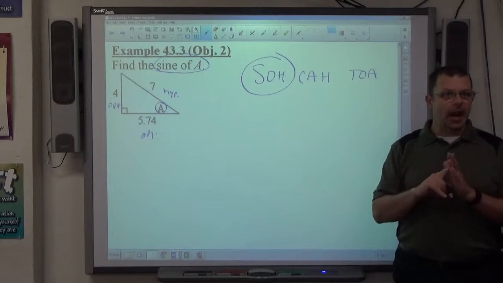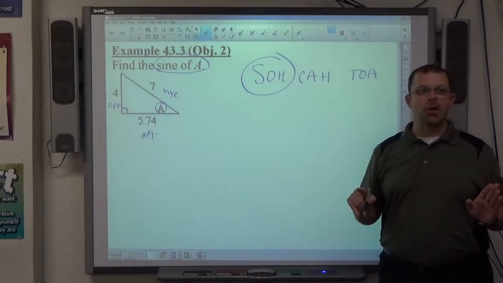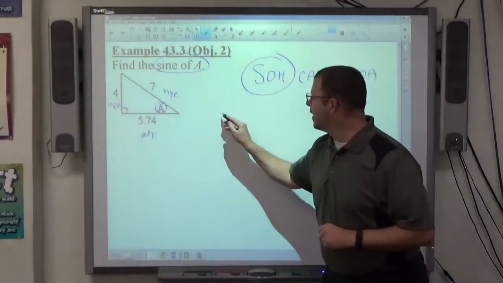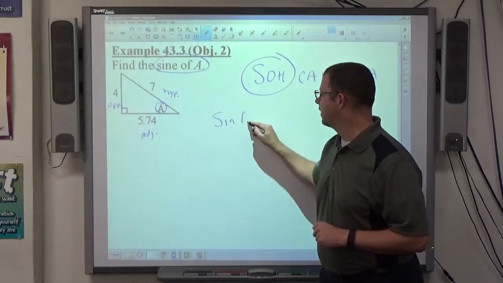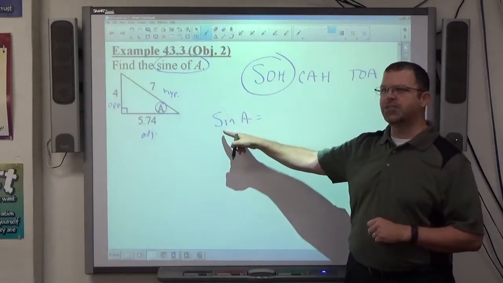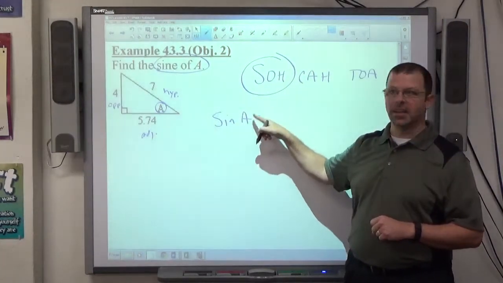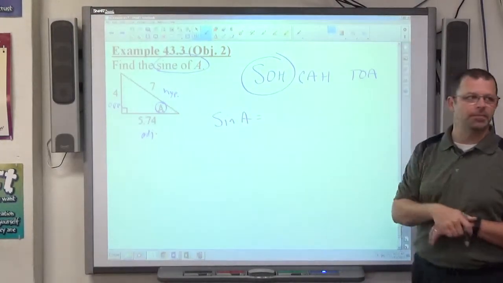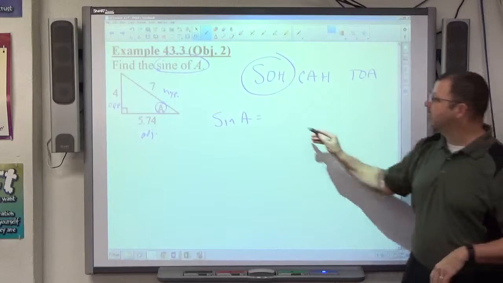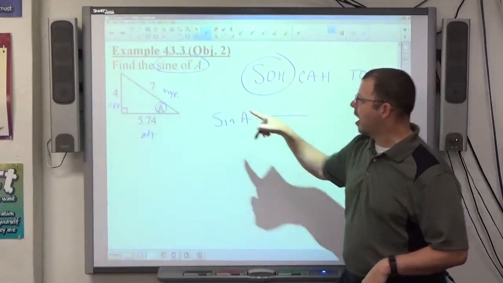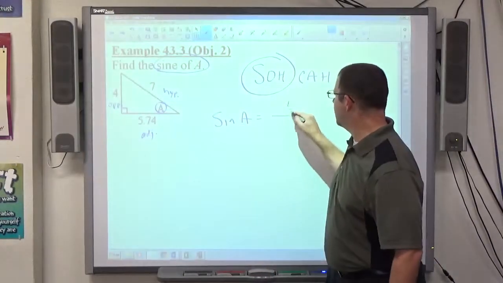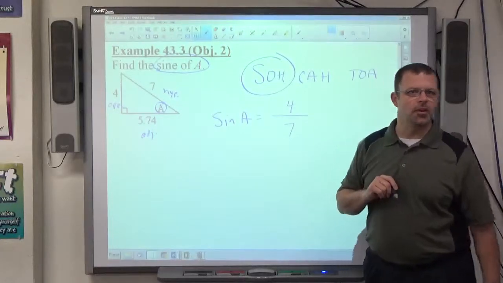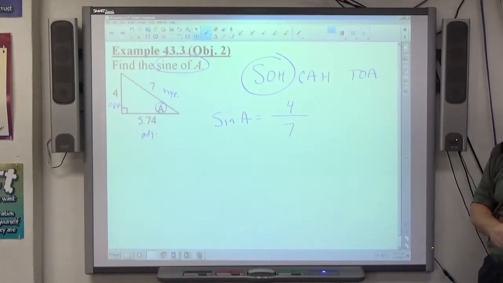Now, I've seen people do this improperly, so be careful about this. I'm going to write sine of A equals. I've seen people write SOH of A. Right? SOH is just the mnemonic device. Sine is the actual trig function. Sine of A is equal to the opposite over the hypotenuse. Opposite here is 4, hypotenuse is 7. And there's my answer. Okay?